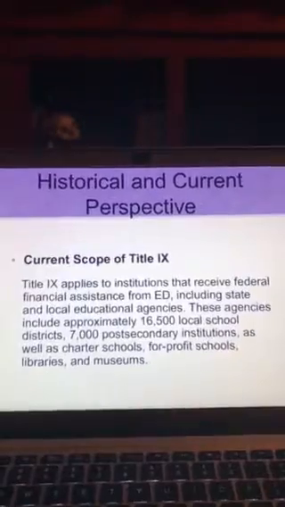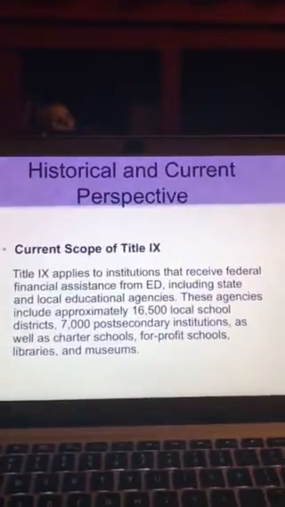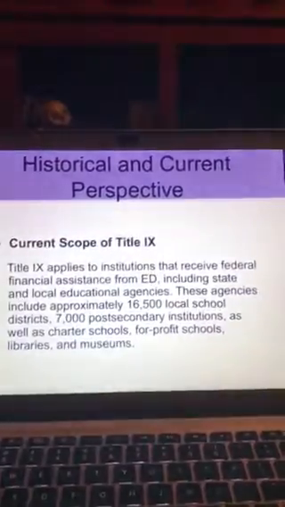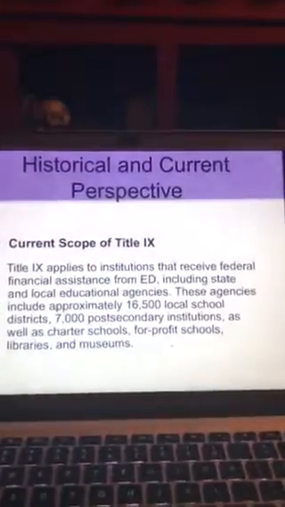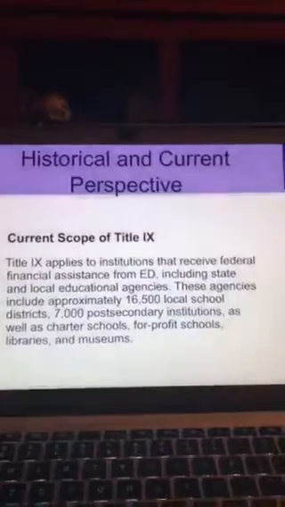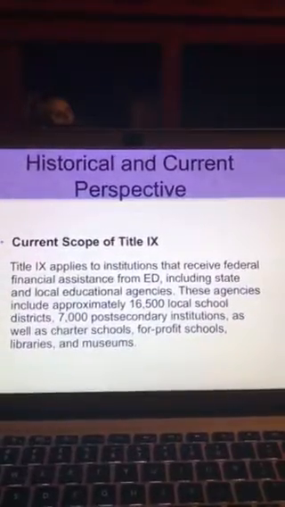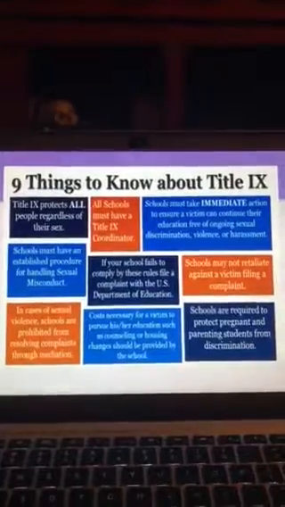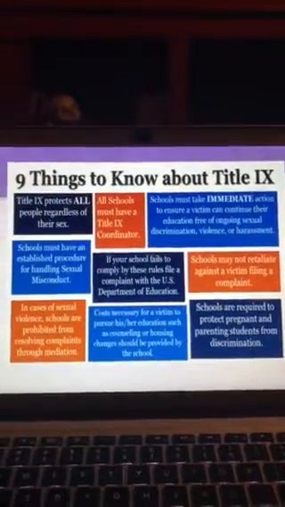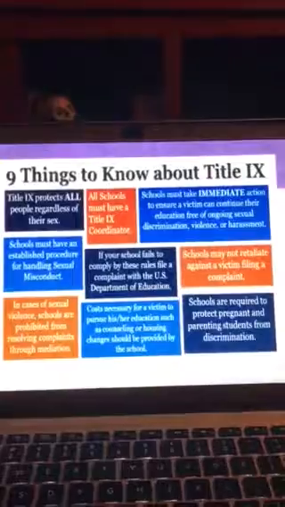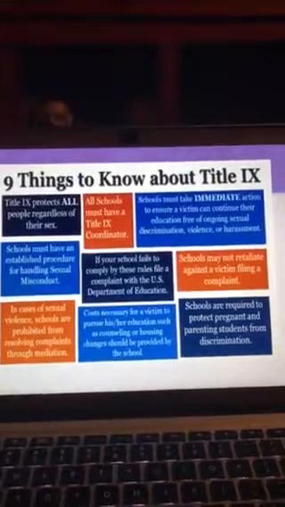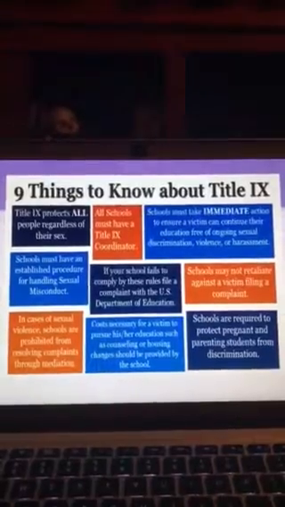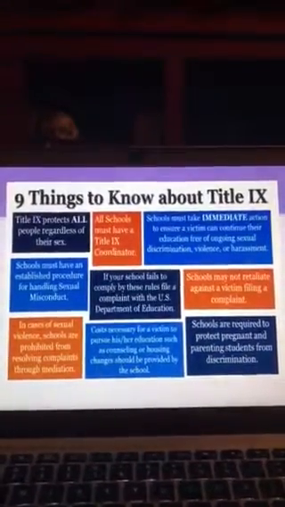So the current scope is that it applies to all institutions that receive federal assistance, and that is around 16,000 local schools, 7,000 post-secondary institutions, as well as charter schools, for-profit schools, libraries, and museums, so a large scope. Let's drill down a bit more into what it is. Title IX protects all people regardless of sex. All schools now must have a Title IX coordinator. Schools must have an established procedure for handling sexual misconduct.